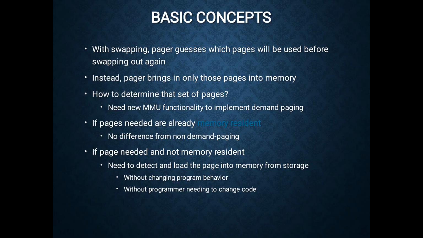So the basic concept is, with swapping, the pager guesses which pages will be used before swapping out again. Instead, the pager brings in only those pages into memory. How to determine that set of pages? We need new memory unit functionality to implement demand paging. If the page needed is already memory resident, there is no difference from non-demand paging. If the page needed is not memory resident, we need to detect it and load the page into memory from the storage.